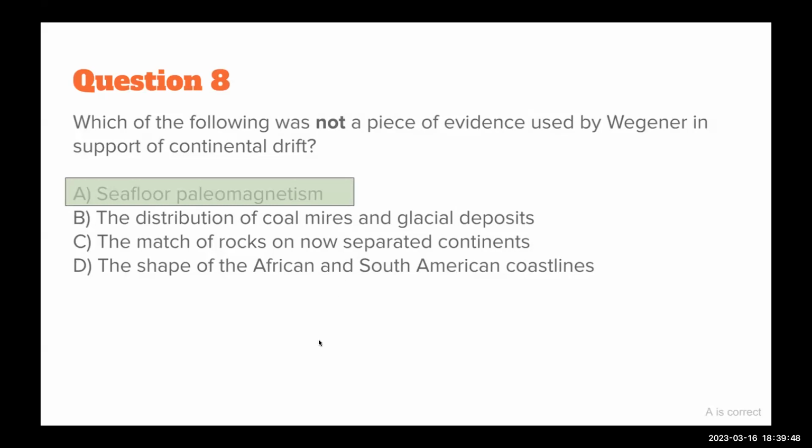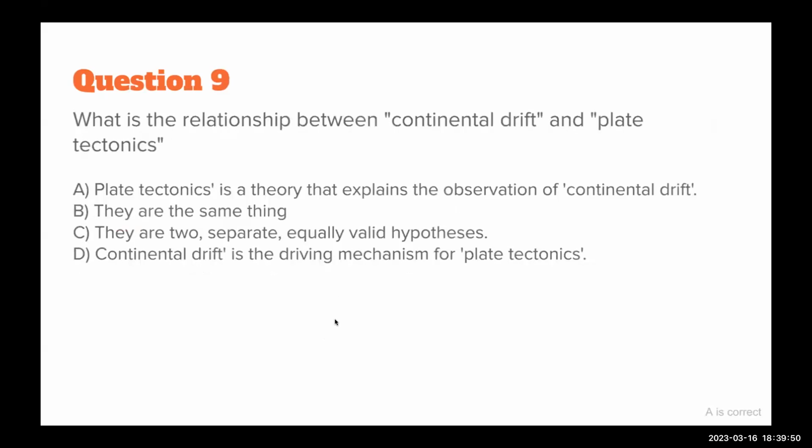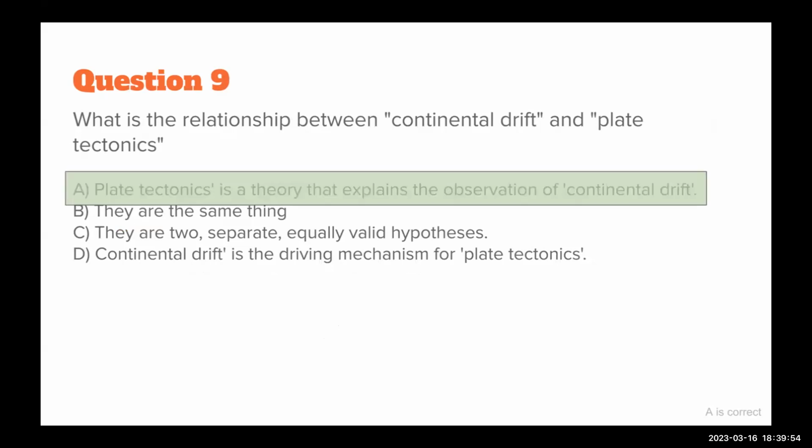The discovery of coal mires and glacial deposits. Yes, we said ice. Match of rocks in now separate continents. Yes. And the shape of African and South American coastlines. Yes. We could have also added fossils and plants, which describe the different climates. Or climates could also have been described by the type of rocks, okay?